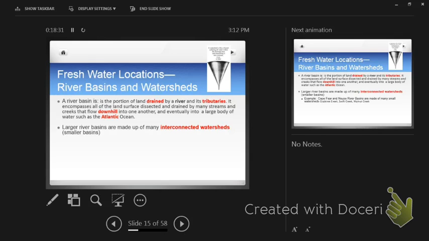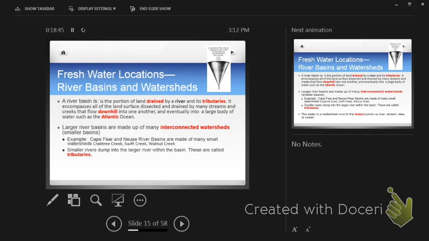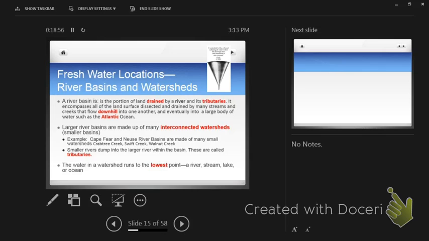Now, there are many smaller watersheds within every larger river basin. I gave you the example about the Neuse. The Cape Fear River is made up of the Deep River and many other smaller creeks like Cross Creek. And smaller rivers and creeks are sometimes called tributaries. They contribute to that larger river. And the water in a watershed is always running to the lowest point.